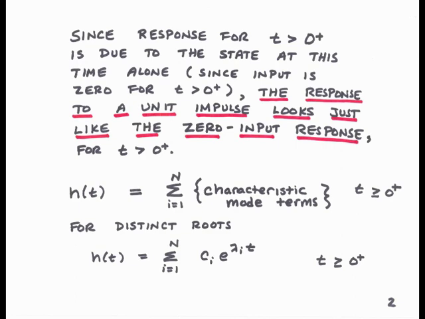Now we know if we have distinct roots, then the sum of the characteristic modes will be the coefficients c_i times e to the lambda_i t. And so this will be the form of the unit impulse response for time greater than 0 plus for the case of a system with distinct roots. So we see once again how important the characteristic modes are. They appeared in the response to initial conditions, the 0 input response, and now we see them playing a key role in the unit impulse response.